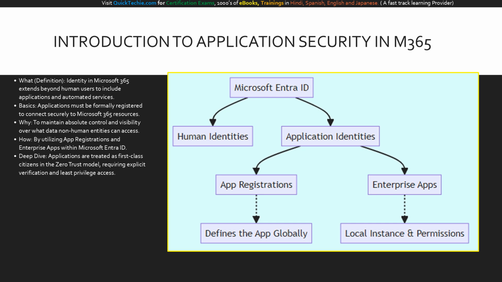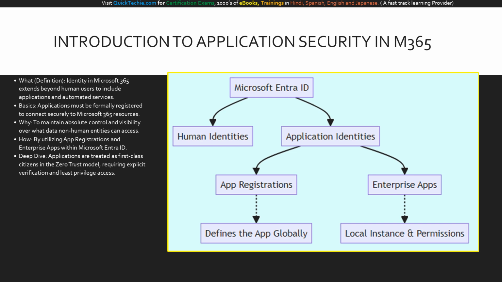That is why any app connecting to Microsoft 365 must be formally registered. By doing this, we maintain absolute control and visibility over what data these non-human entities can touch. We manage this entirely through Microsoft Entra ID using two specific objects, app registrations and enterprise apps. In our zero-trust architecture, applications are treated as first-class citizens. They must explicitly verify themselves, and they are granted the absolute minimum privilege needed to function.